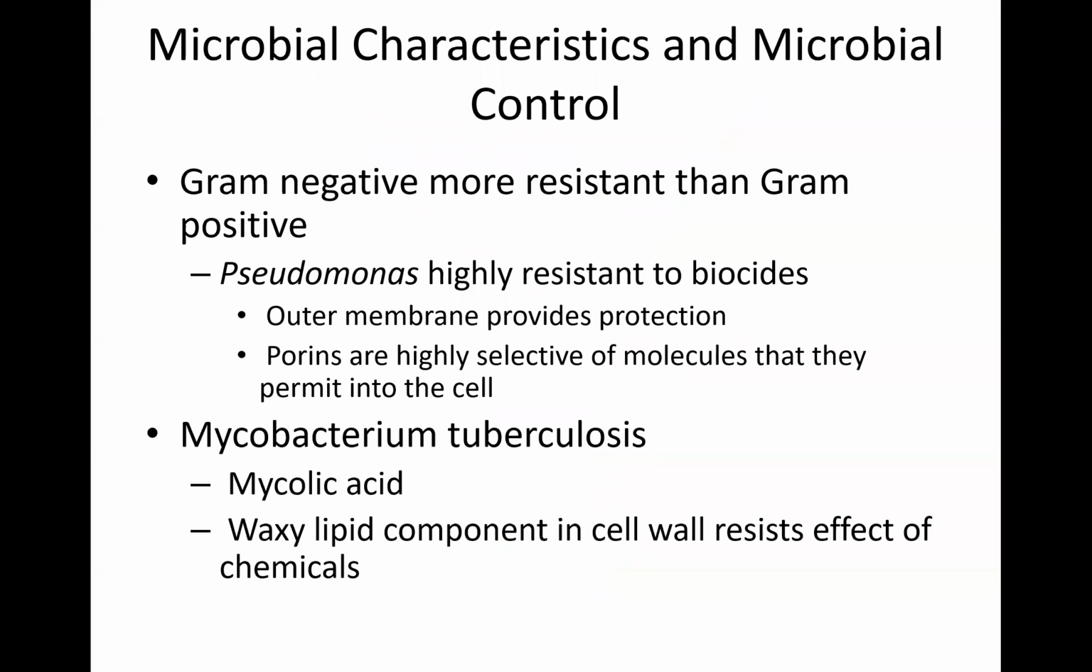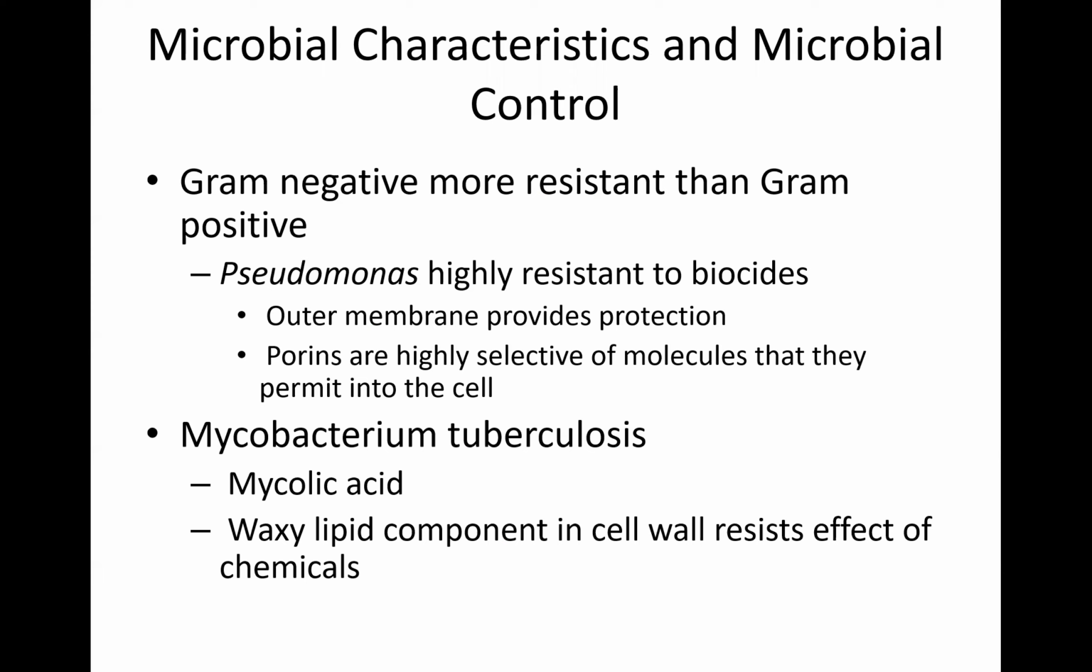All right, now again, thinking about this idea of microbial control and where some difficulty can come in. Gram-negative bacteria are more resistant than gram-positive bacteria, and it has to deal with that cell wall. Remember before that they have an outer membrane. Gram-positive bacteria have a very thick peptidoglycan cell wall, but they don't have that outer membrane. For Pseudomonas species, this actually helps them to become really easily resistant to biocides because they have that outer membrane, and they also have porins that are very selective to molecules.